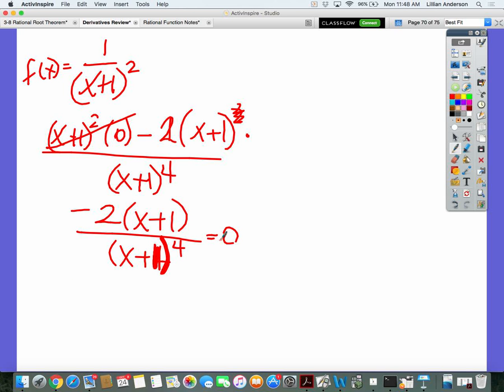Set this equal to zero, so it would have been your top equal to zero, and once you solved, x should have been a negative 1. Do it in your number line. Plug negative 1 back into the original. Negative 1 plus 1 is 0. So there's no extreme in that, right?